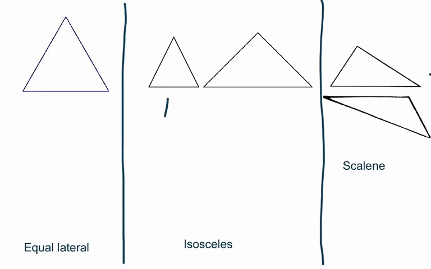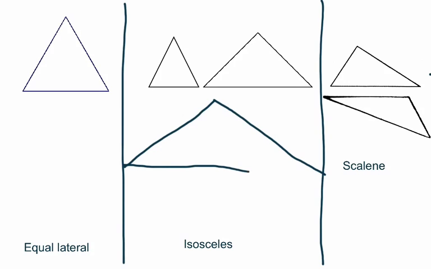So it can be as tall as it wants to be, as long as those two sides that I just drew are the same and the third side is a different length. Or it can be as wide as it wants to be. As long as this side and this side are exactly the same length, it doesn't matter how long the third side is. As long as two sides are the same, it is isosceles.